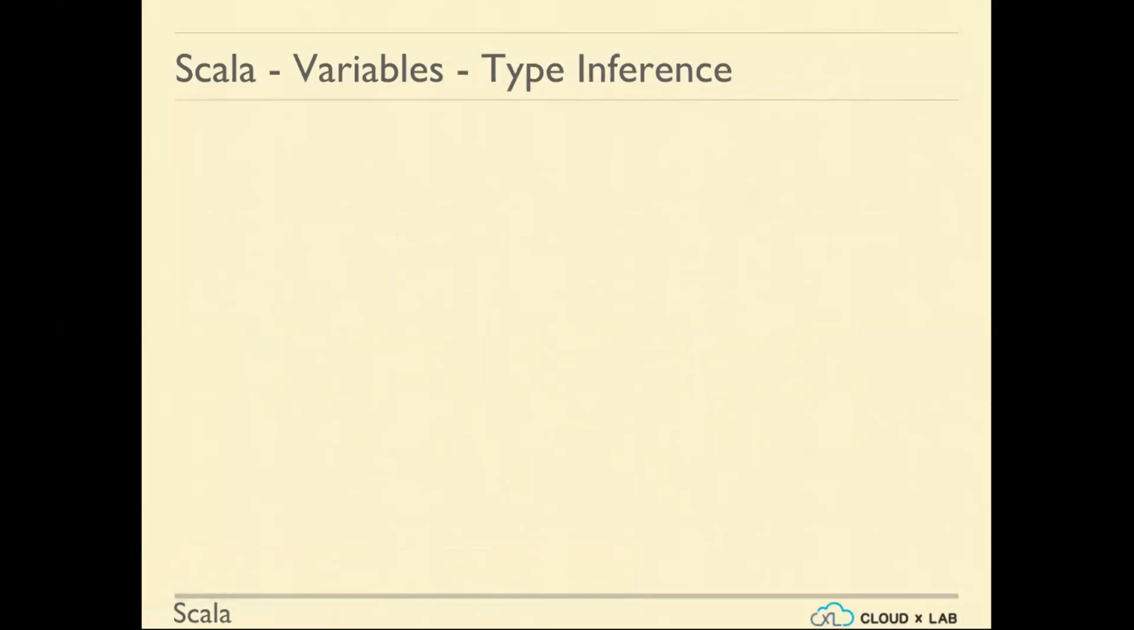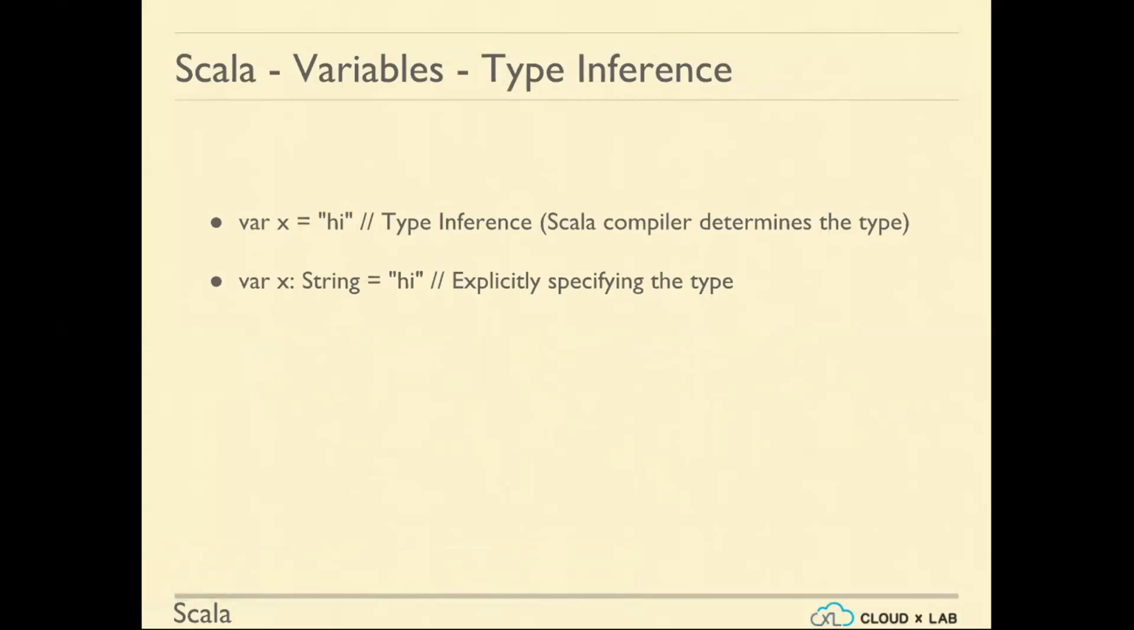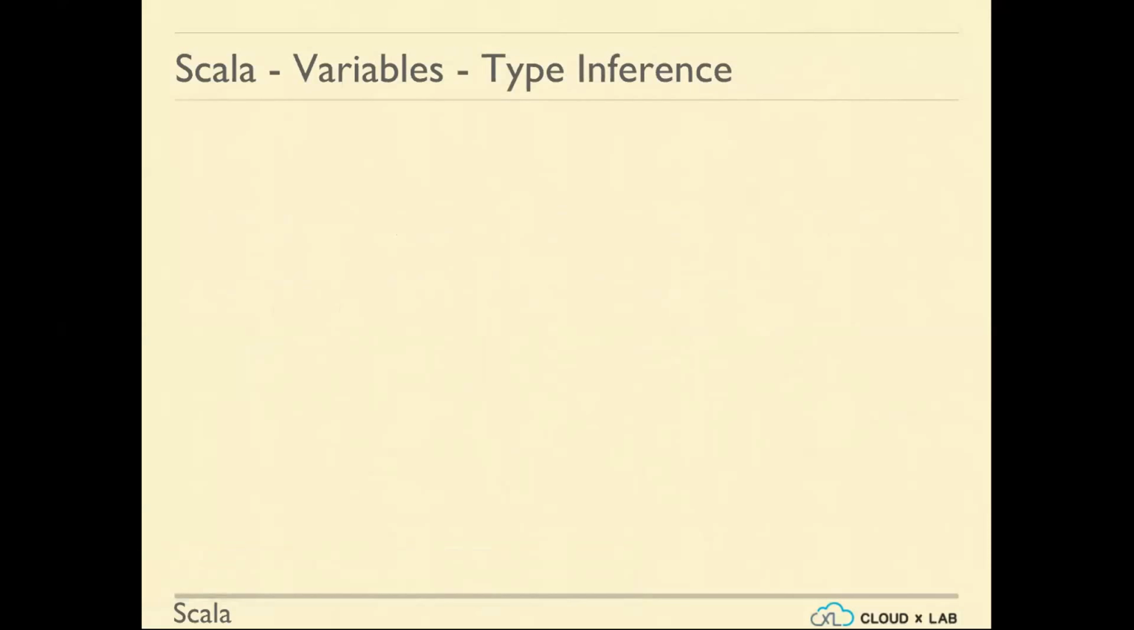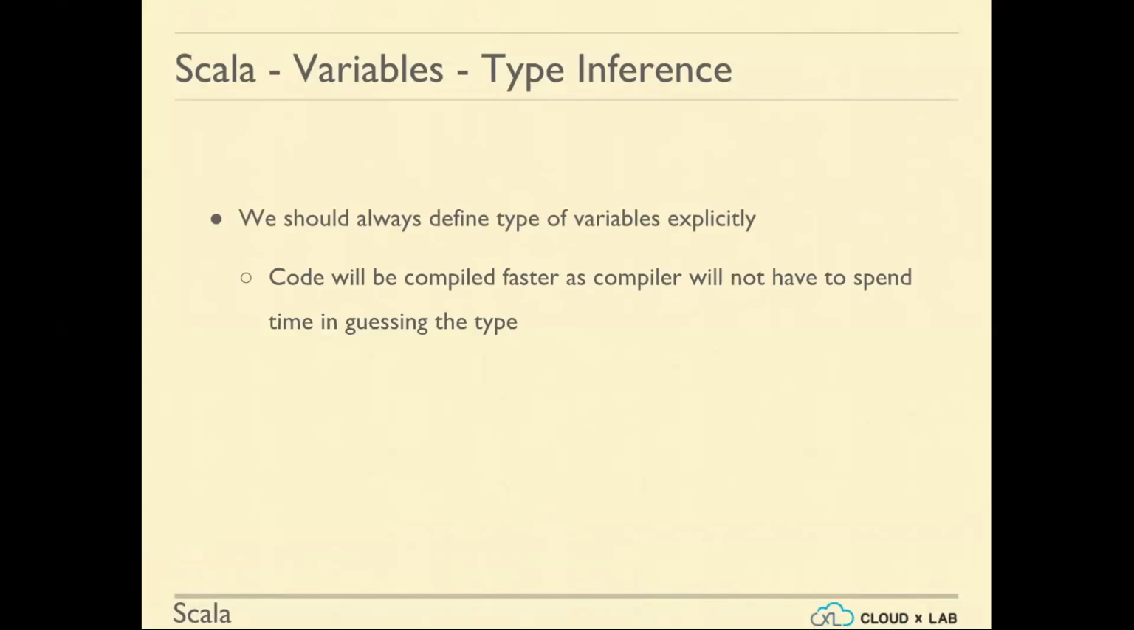All right. So this is how the type is inferred. Either you explicitly define it, or you let it pick the data type based on the value being assigned. As a good practice, we should generally define the type of the variables explicitly, because the code will be compiled faster, as the compiler will not have to spend time guessing the type, as well as there's no ambiguity.